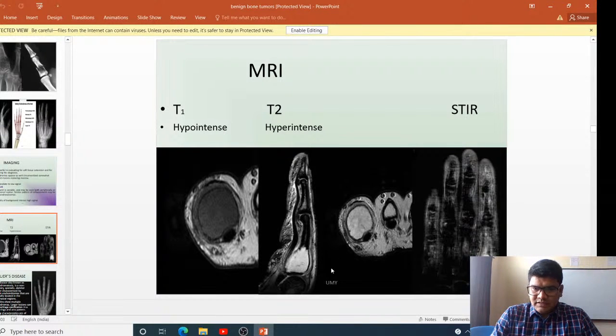So here you can see that there is a high intensity lesion in the proximal phalanx of the digit. Okay, it is a high intensity lesion in the proximal phalanx of the index finger. You can see here that this is the index finger, this is the proximal phalanx, and here you can see that it is an expansile high intensity lesion at the base of the proximal phalanx.